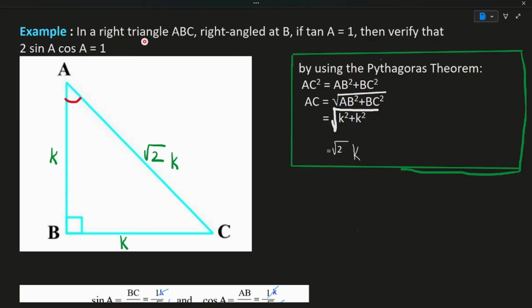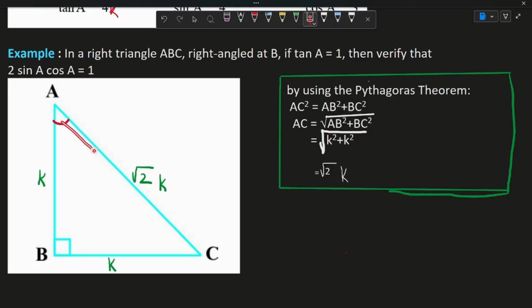A right angle triangle ABC, right angle at B, means at point B it has 90 degrees of angle. So this is the right angle triangle A, B and C. At point B, it is 90 degrees. Also, it is given that tan A equal to 1, and we have to prove 2 sin A cos A equal to 1. Tan A equal to 1 means the ratio of opposite side and adjacent side is 1.